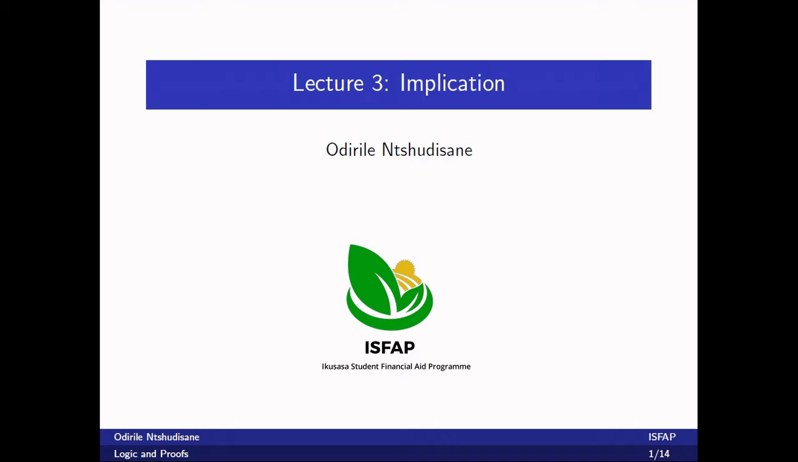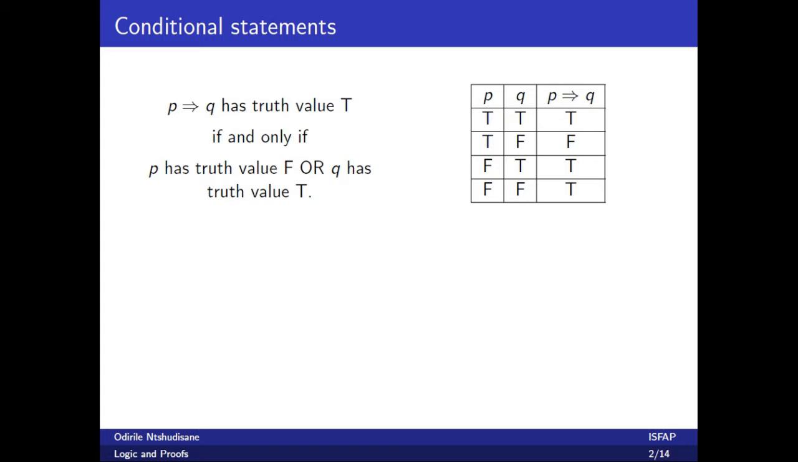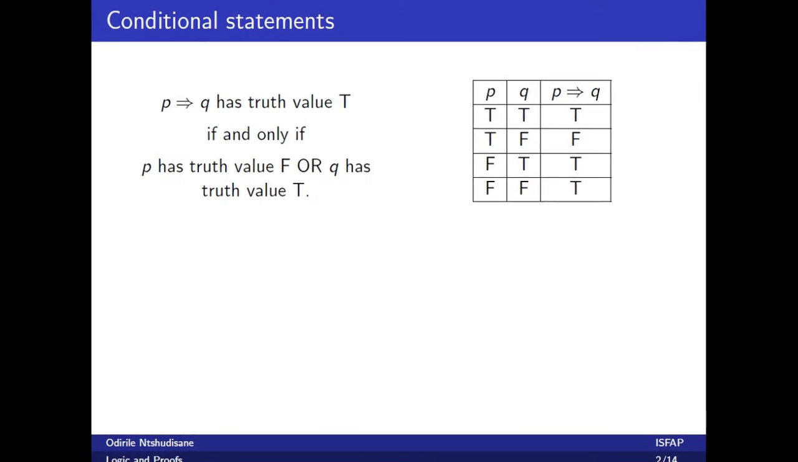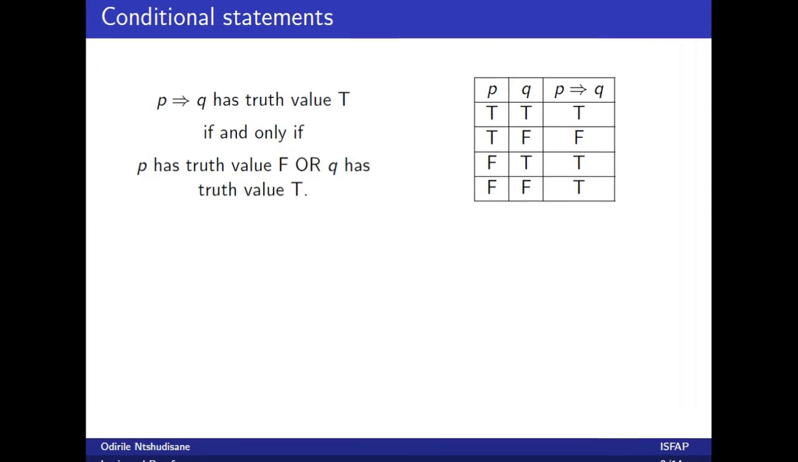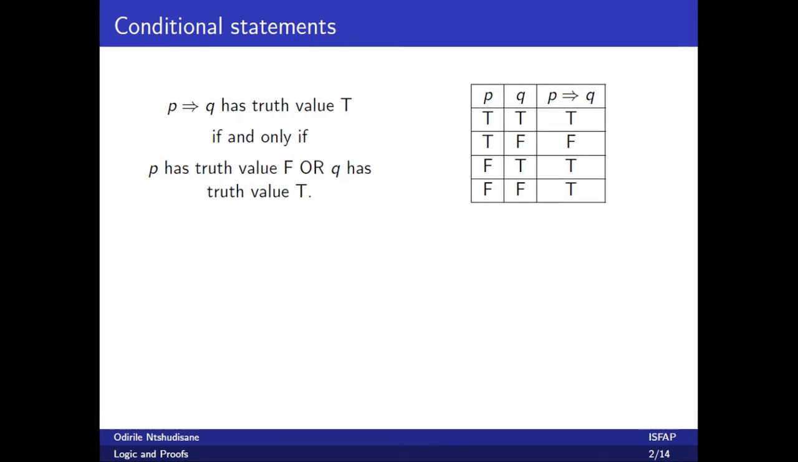Lecture 3. Implication. Conditional statements. Conditional statements are statements of the form if A, then B, where A and B represent some statement forms. Symbolically, this is represented by an arrow symbol, with P arrow Q, read as P implies Q.